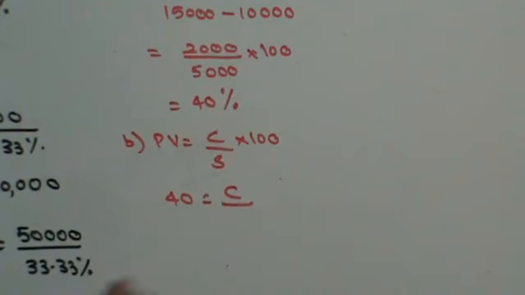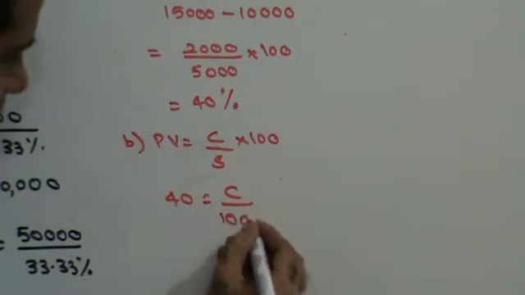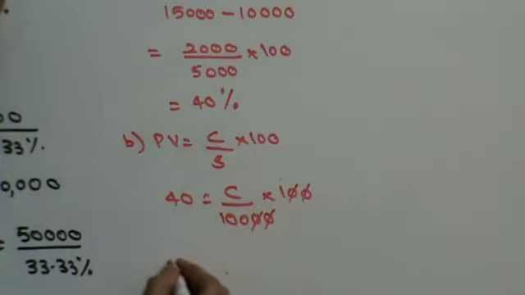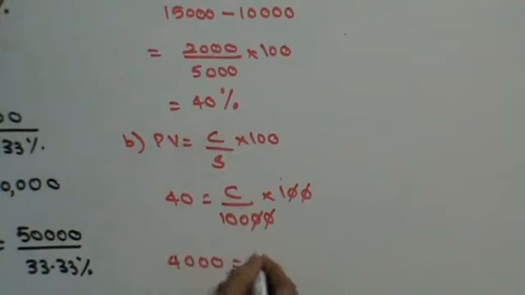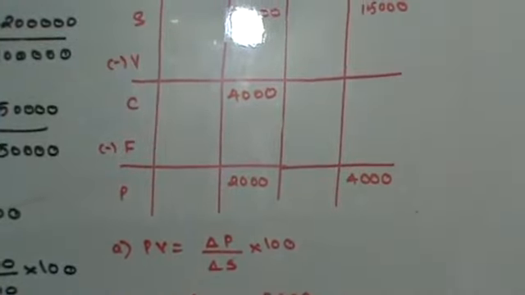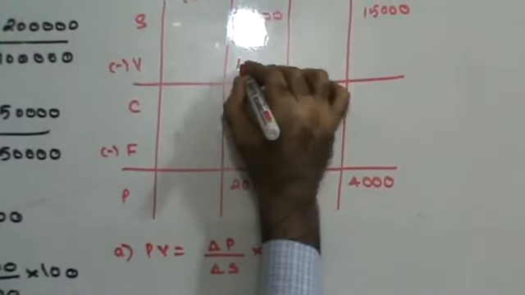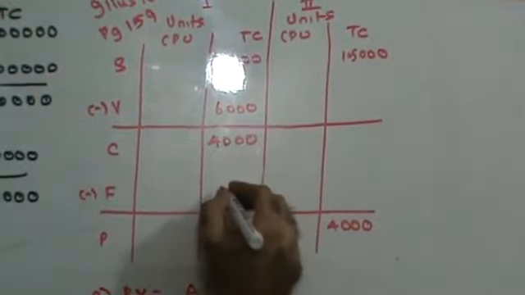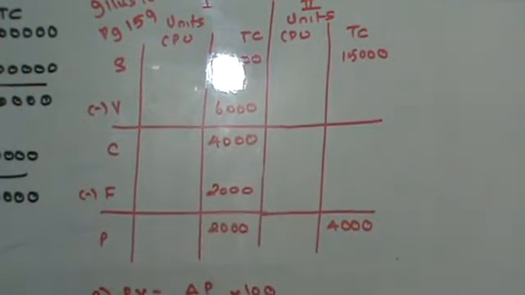Now I can take S of any period, first period or second period. I'm going to take the first period. You can do it with the second period also. 40% is C upon 10,000 into 100, so 4,000 is equal to C. So the contribution for the first period is 4,000. If contribution is 4,000, then I can easily find out the variable cost, which is going to be 6,000. Sales minus contribution, so this has to be 6,000. 4,000 and 2,000, so this has to be 2,000.